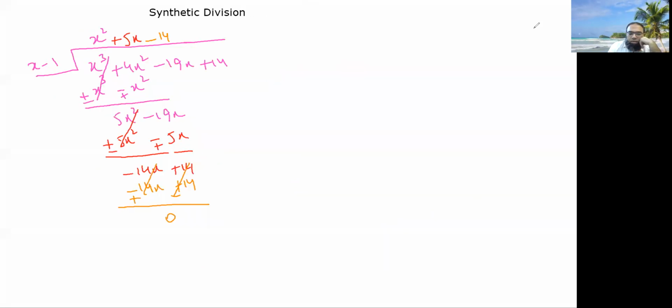Okay, you have seen that when we divided this cubic polynomial x cubed plus 4x squared minus 19x plus 14 with x minus 1, we got x squared plus 5x minus 14. We have to see how we can get the same result through synthetic division. So please see that. I will be writing the coefficients of this cubic polynomial. So this is 1, this is 4, this is minus 19, and this is 14.